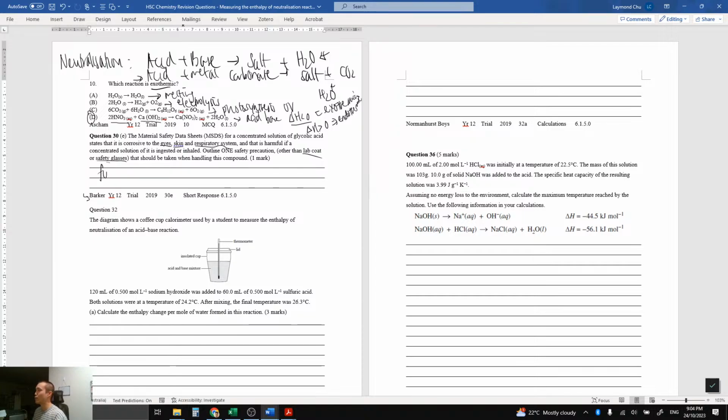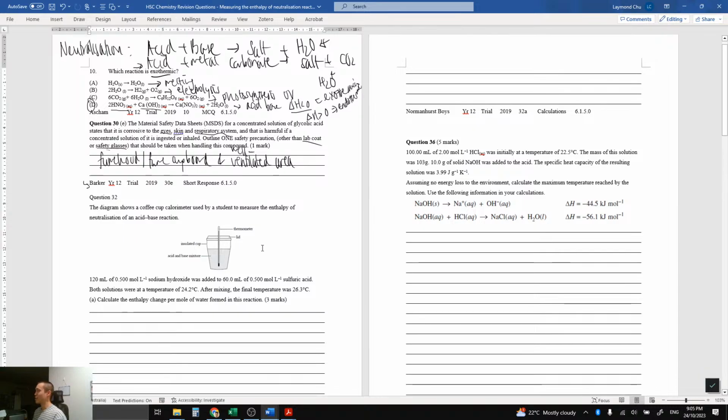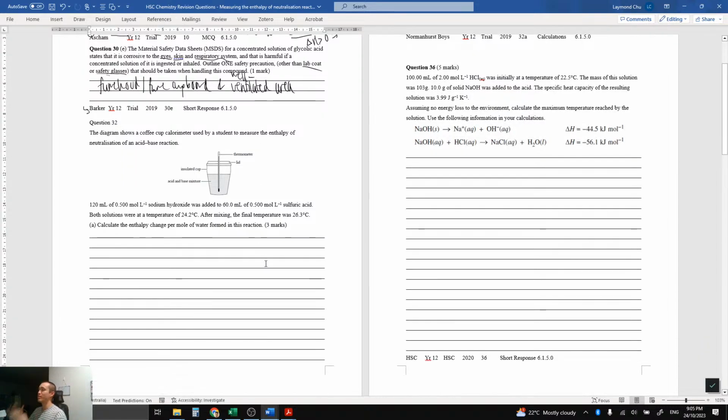You have a fume hood or fume cupboard, or you can choose to have this in a well ventilated area. So you're working in either a well ventilated area or in a fume hood / fume cupboard. Okay, just to get those out of the way, now we can jump into the calculation questions.